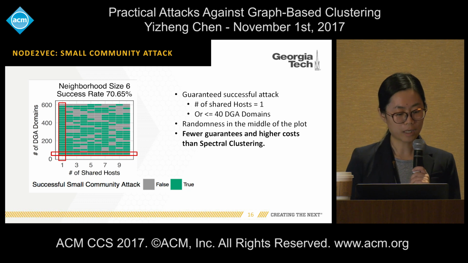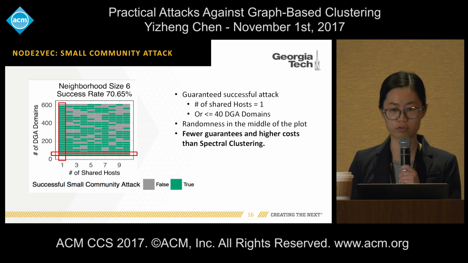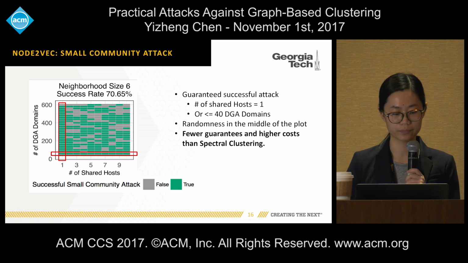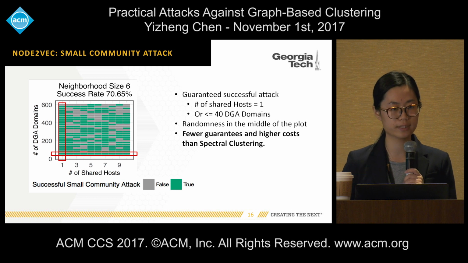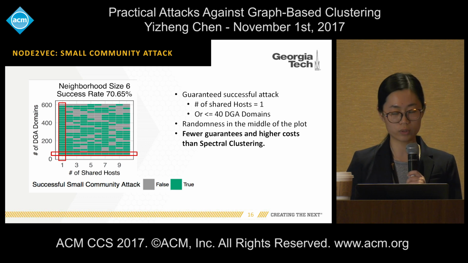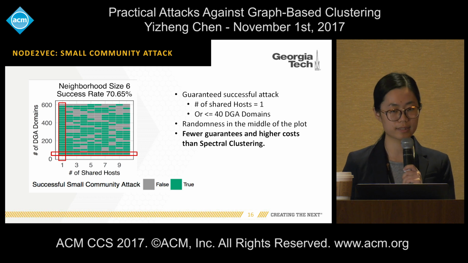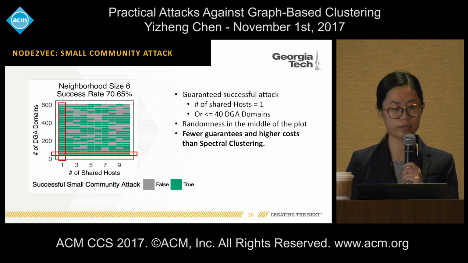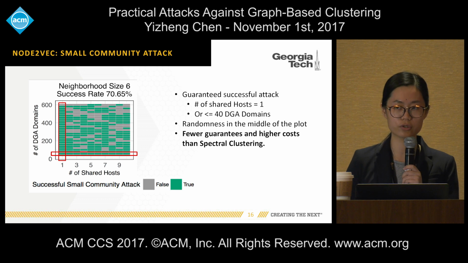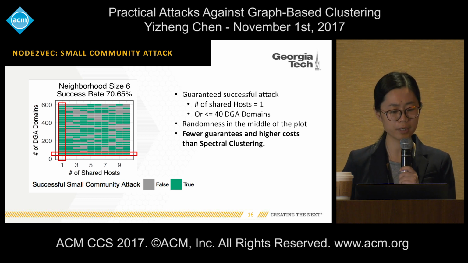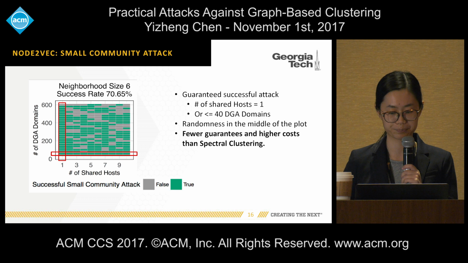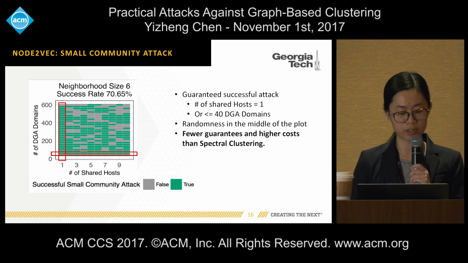So our results were from the same set of different attack configurations in the small community attack for the Support Box malware family. We noticed that this looks a little different in Node2Vec than in spectral clustering. First, no matter how many times we run, we notice that the first column and the bottom two rows are almost always successful. This indicates the smallest communities, where, for example, the first column says every DGA domain is queried by just one distinct host, and no two infected hosts share the same DGA domain. And the bottom two rows indicate that there are less than 40 DGA domains.